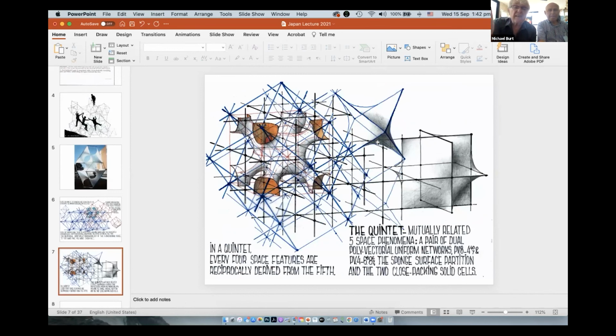Another, I call it a quintuplet. You have 2 dual networks, 2 types of close packing solids, and a partition in between: 5 complementary features. Next.